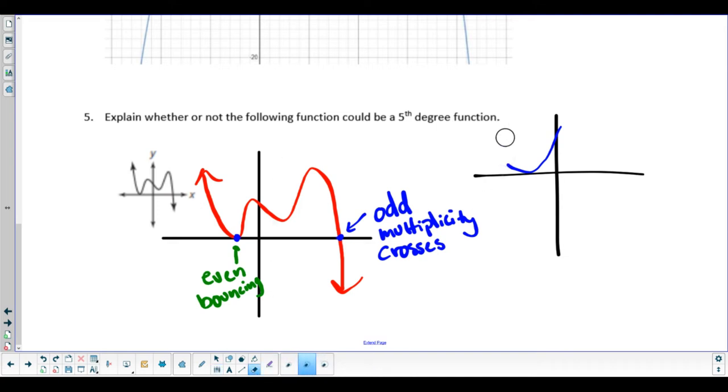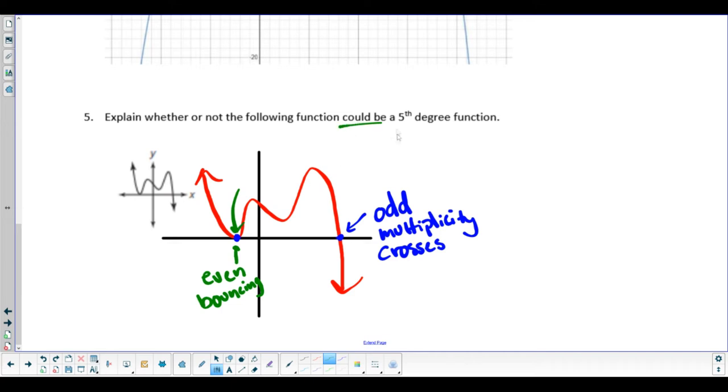So to answer a problem like this, could this be a fifth degree function? The first way to think about it is, is there a combination? Is there a way that I could have an even multiplicity here added with an odd multiplicity to make up a total of fifth degree? And I think there is. I'm not saying it necessarily is. Once again, we're asking if it could be.